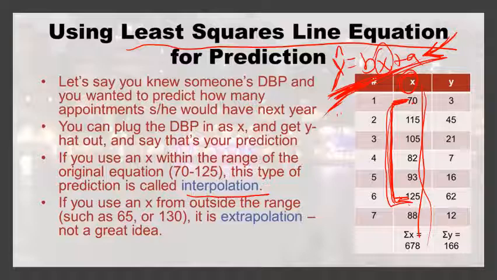Now, if the diastolic blood pressure reading of the next patient that you're trying to predict does not fall within this range, then you're in trouble. This equation may or may not work out.